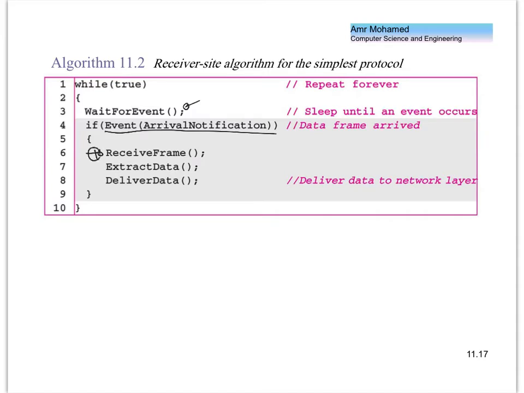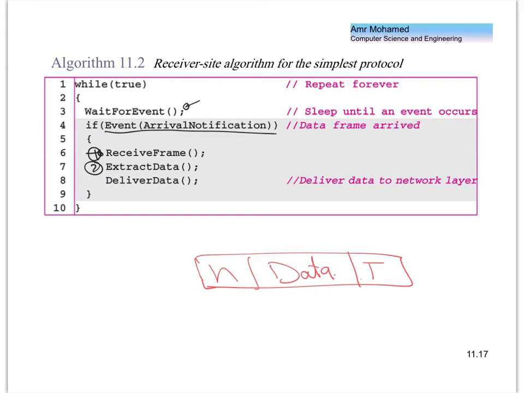You extract the data, in which case you have a frame which has a header and a trailer and the data part. What you do is get this data part. This is what is done during the extract data step. And then number 3 is to send this data part to the network layer, in which case this data part is the packet that has the IP header and so on.